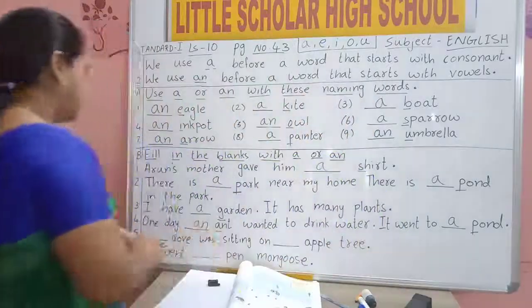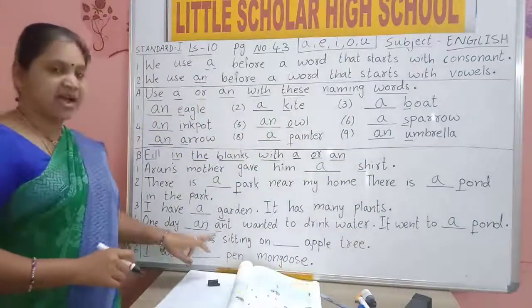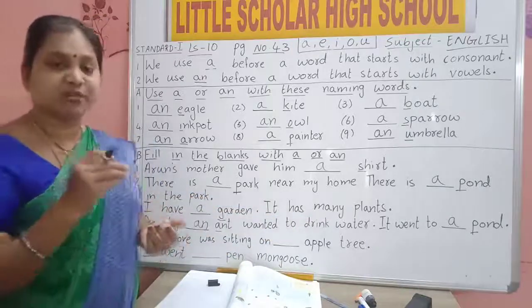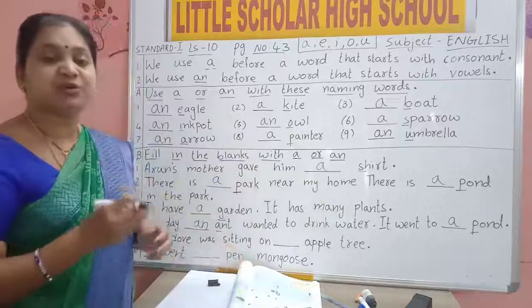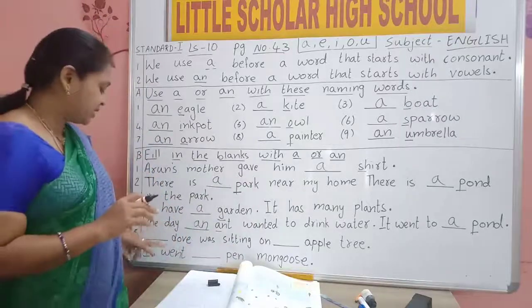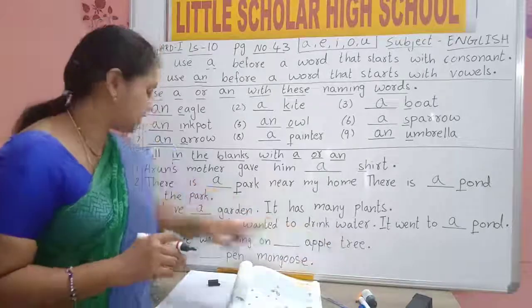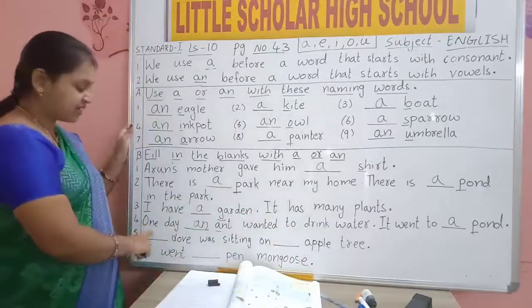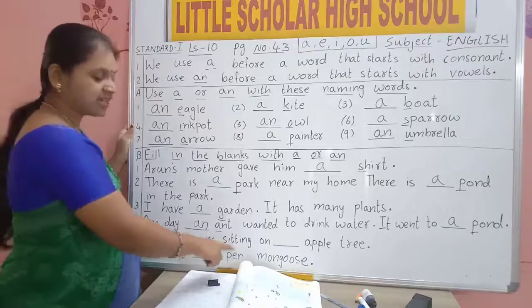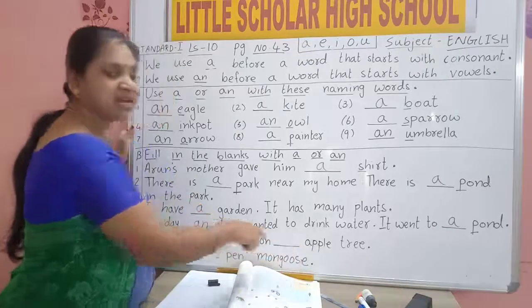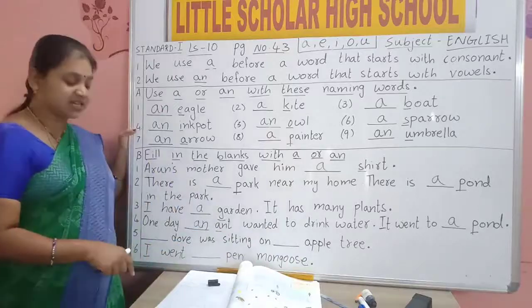Next, one day an ant wanted to drink water. So where did it go? It went to a pond to drink water. Dash dove was sitting on dash apple tree. Fifth one: dash dove was sitting, S-I-T-T-I-N-G, sitting, on dash, A-P-P-L-E, apple, T-R-E-E, tree.